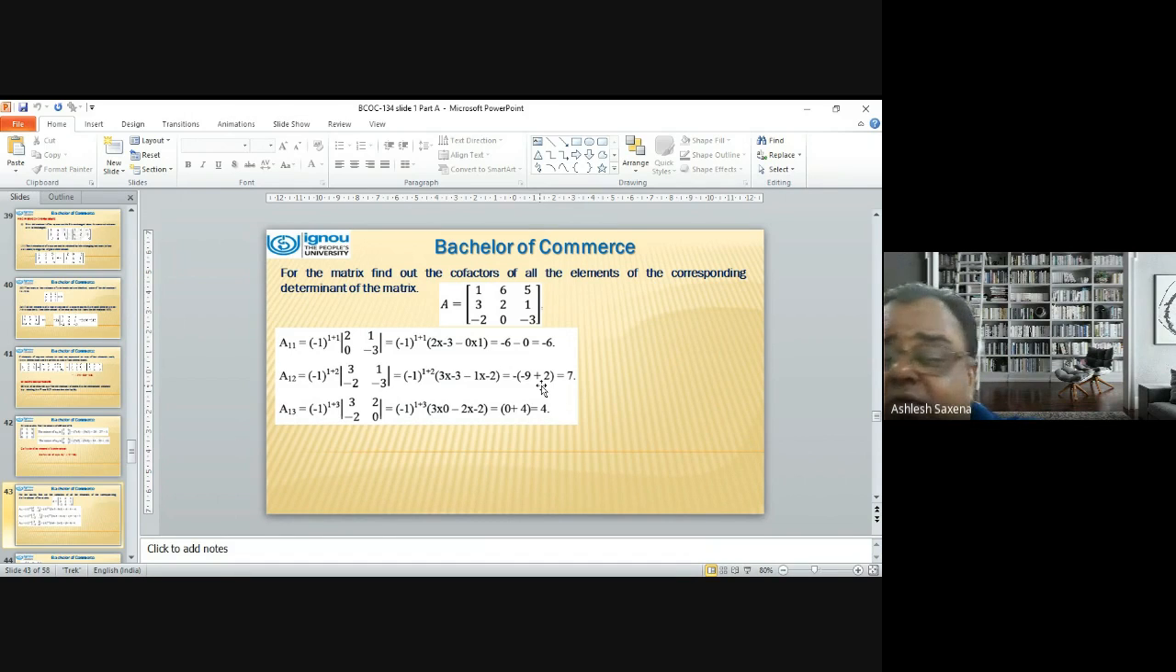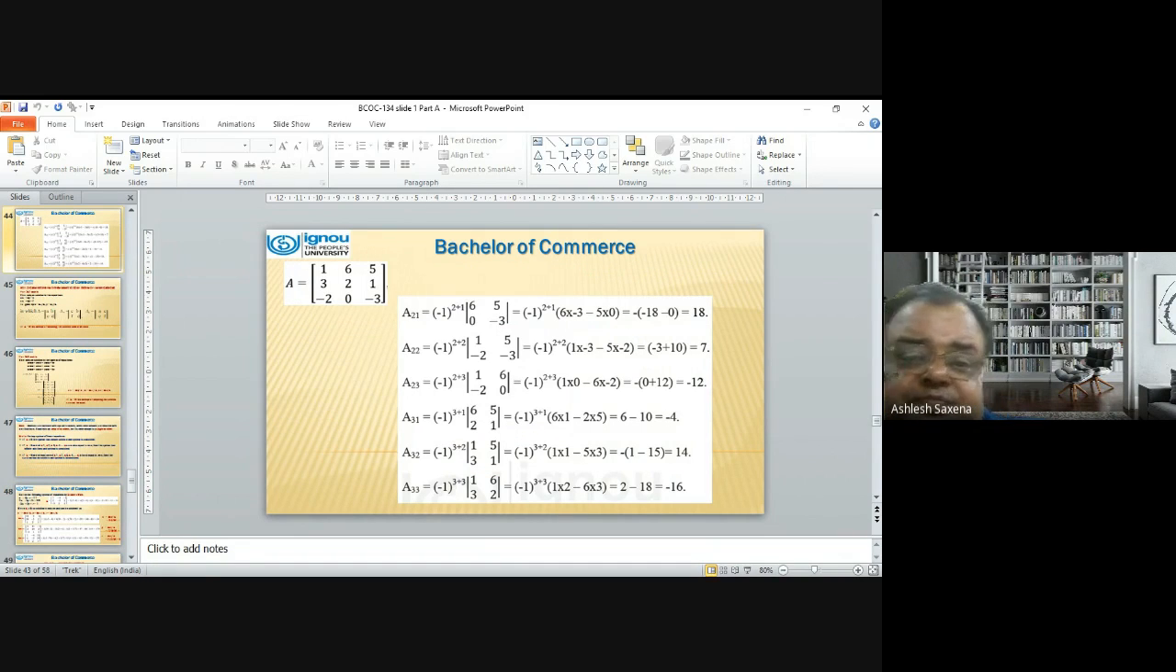Whenever you are going to find the cofactor from the minor, see the nature of these two numbers. If we add these two numbers and it is even, the sign will remain the same. And if it is odd, multiply that number by minus 1.